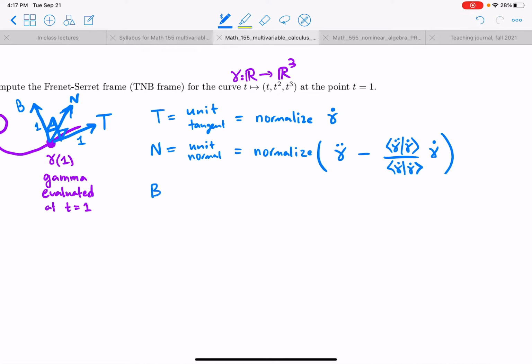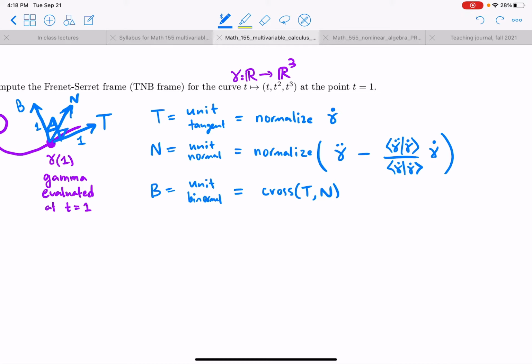Okay, and then what's B? B is again a unit vector, the binormal, and it's going to be the cross product of T with N, or we could also write this as T cross N. And because T and N are unit vectors, so will the unit binormal be. Okay, so now we just need to calculate.